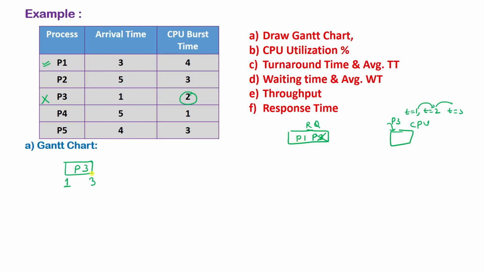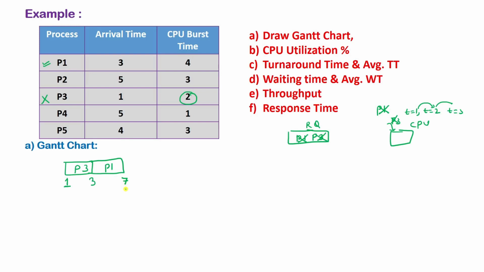So now it will run. I will give this P1 the CPU here. For how much time will it run? It will run for 4 units. So 3 plus 4 is 7. So at 7, this P1 will also be completed, right?